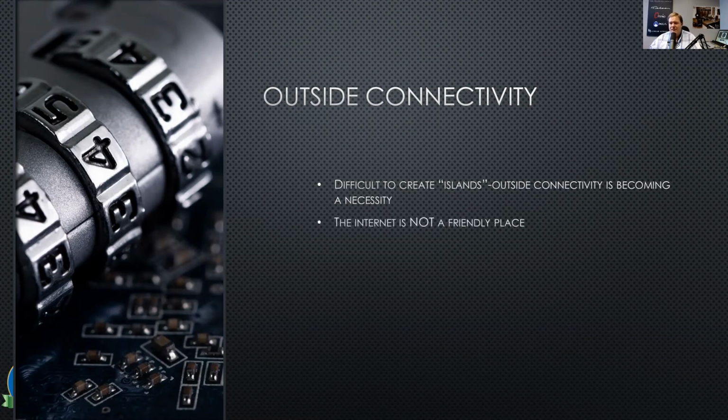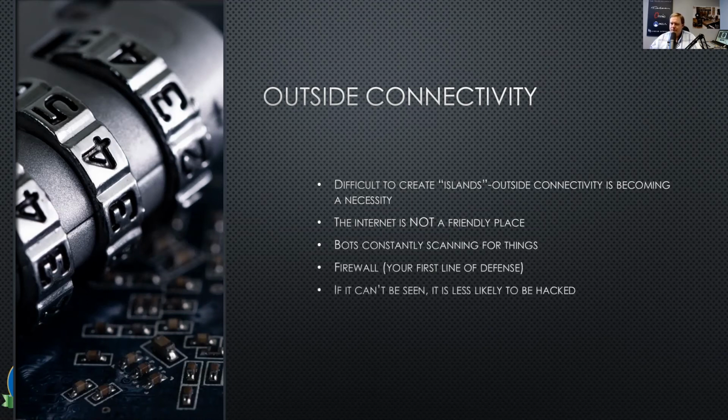But as we know, the internet is not a friendly place. There are constantly bots just out there probing and scanning for things that look interesting. Your firewall is your first line of defense against that. If your devices can't be seen, they're less likely to be hacked. There's a site called Shodan.io, and I don't know how many of you are familiar with that, but basically it is a search engine for IoT devices, anything basically that's exposed to the public internet.